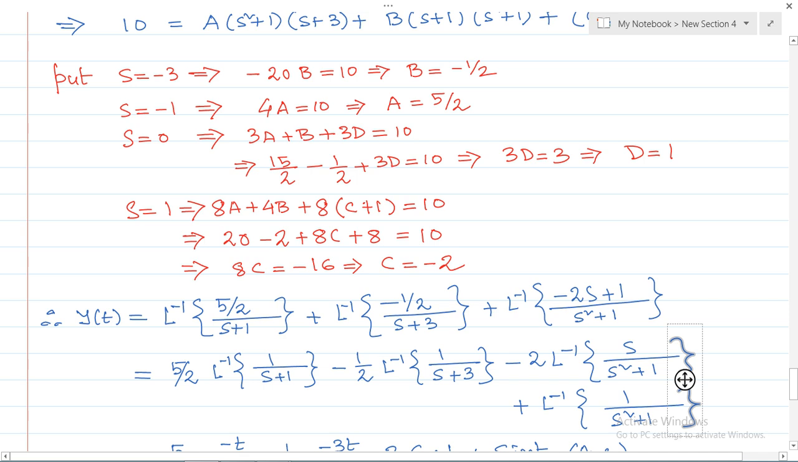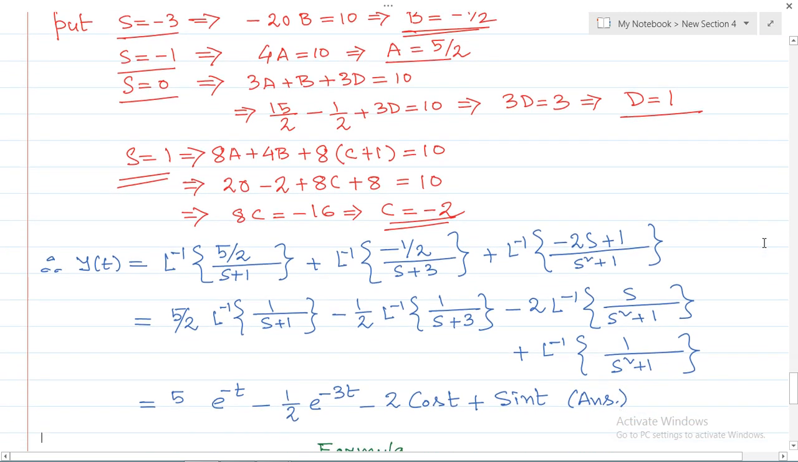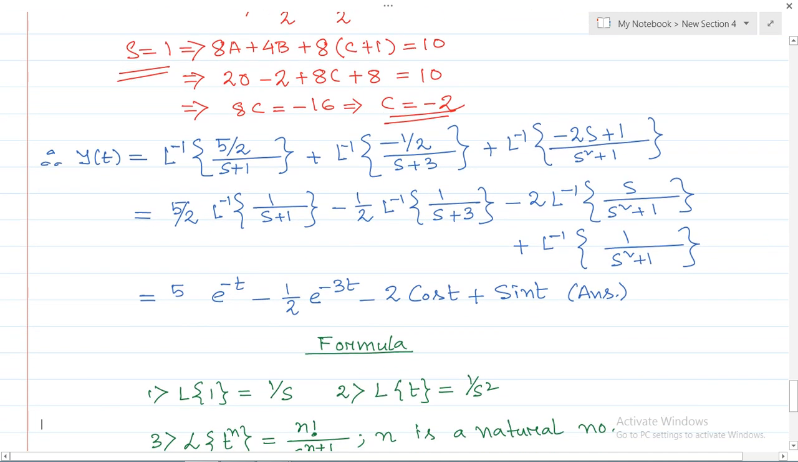So by putting s equal to -3, we get the value of B as -1/2, sorry, and putting s equal to -1, A equals 5/2. Putting s equal to 0, we get the value of D equal to 1, and putting s equal to 1, we get the value of C as -2. Now we substitute all these values in the inverse Laplace transformation formula. So y of t is L inverse of 5/2 by s plus 1, plus L inverse of -1/2 by s plus 3, plus L inverse of -2s plus 1 by s square plus 1.